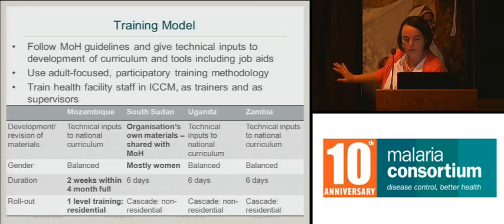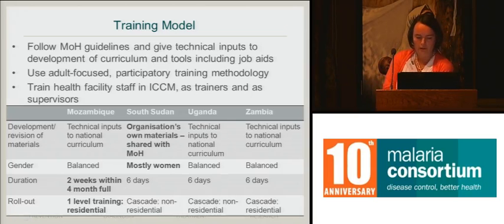Then this table below is just to highlight some of the differences that we did have depending on the country. So you see, like I said earlier, South Sudan doesn't have a strategy as yet, so we developed our own materials based on these principles, but they have been shared with the MOH and with other implementing partners through the technical working group at national level, which is hosted by the Ministry of Health. Interesting observation here, in most of the countries the gender balance for the people who are trained in ICCM is more or less even, with the exception of South Sudan, where by far many more women than men.